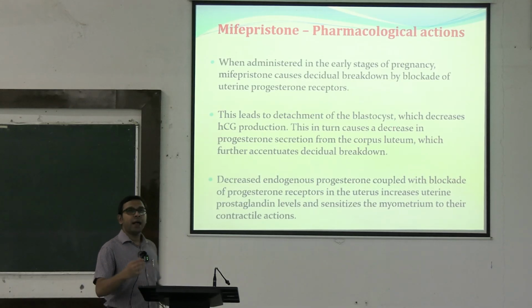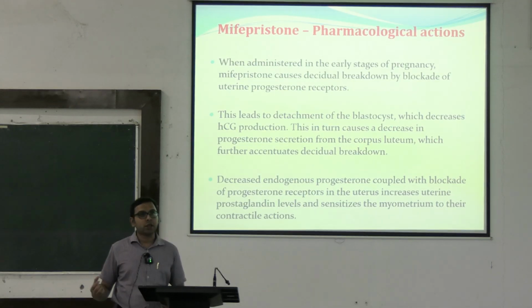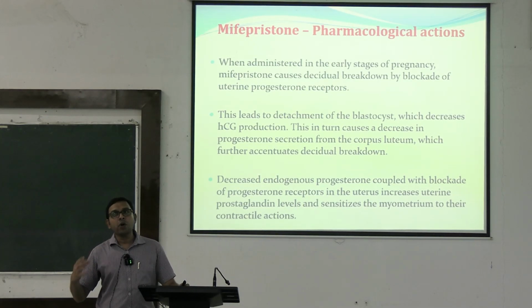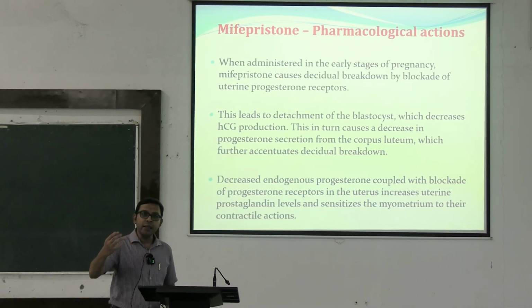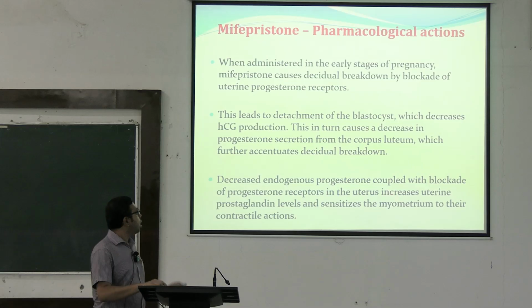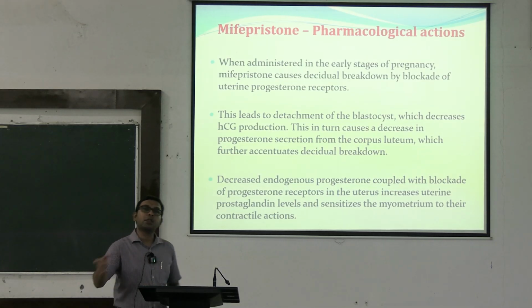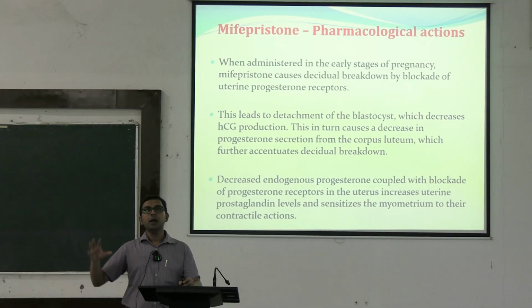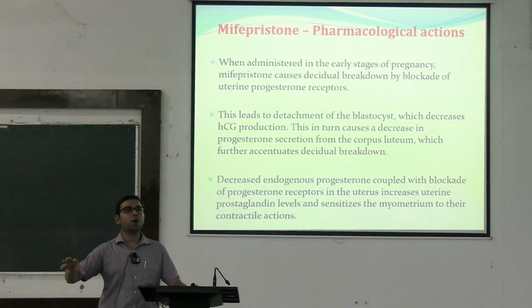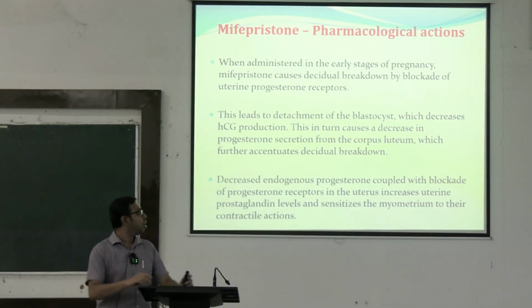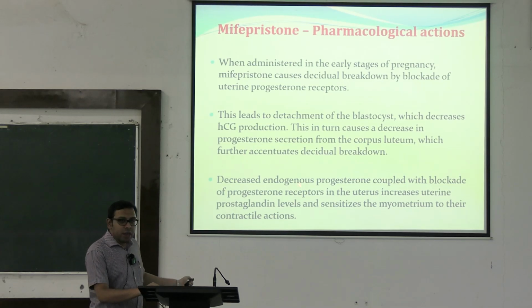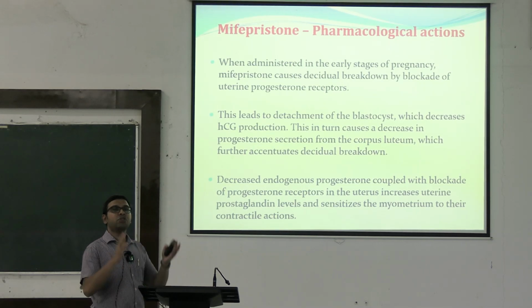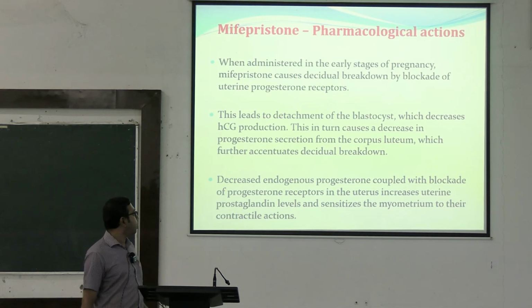Which decreases the human chorionic gonadotropin production. Human chorionic gonadotropin is also needed for the sustenance of the pregnancy. So, this HCG level also drops. In turn it causes a decrease in progesterone secretion from the corpus luteum also. Basically the progesterone that is secreted from the corpus luteum is also decreased. All this further accentuates the decidual breakdown. So, decreased endogenous progesterone.